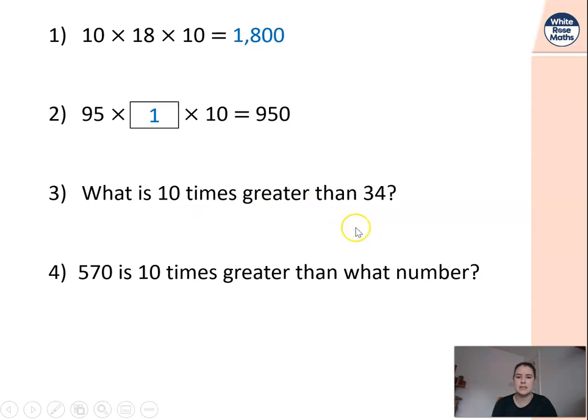What is 10 times greater than 34? We know that 10 times, that means that we've got to multiply it. Therefore, 10 times 34 is 340.